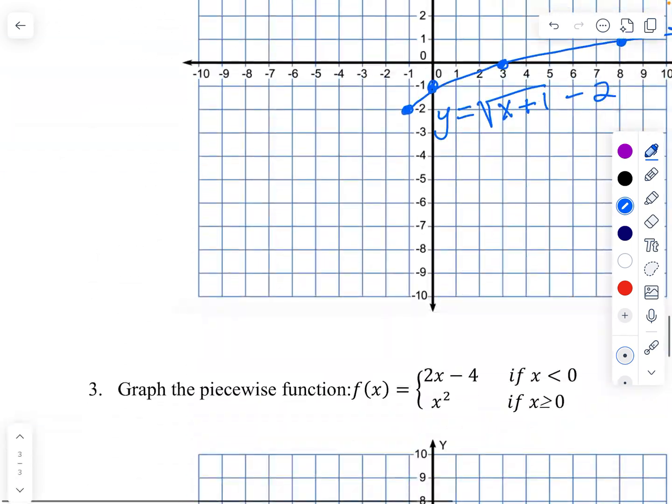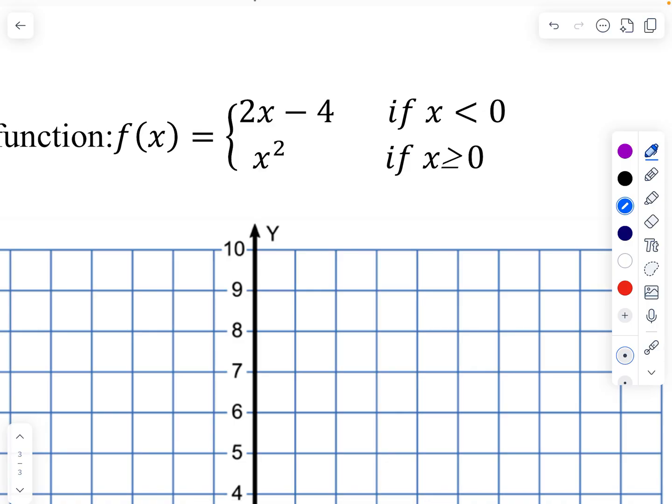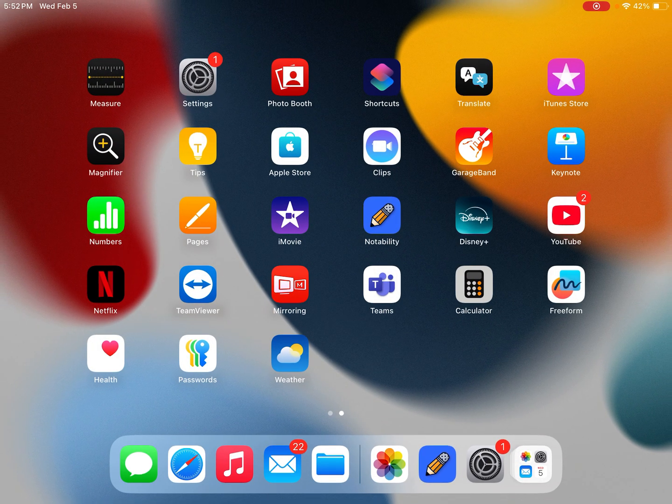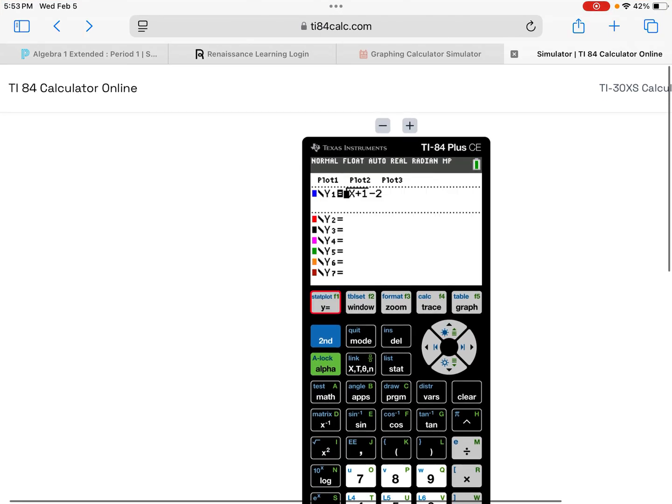All right, so let's do one example and then we'll be done. So here's my example. Let me take a picture of this because I know I'm going to forget. Okay, I did teach you guys that you could put a whole piecewise in the calculator at once, but I'm going to do one at a time. So I'm going to clear it.